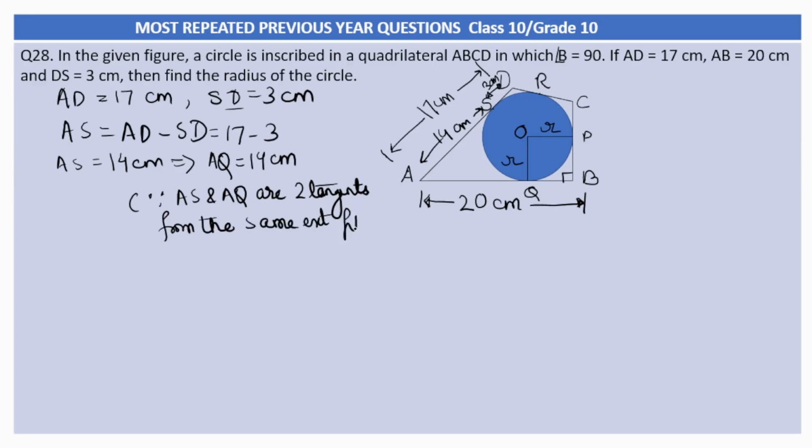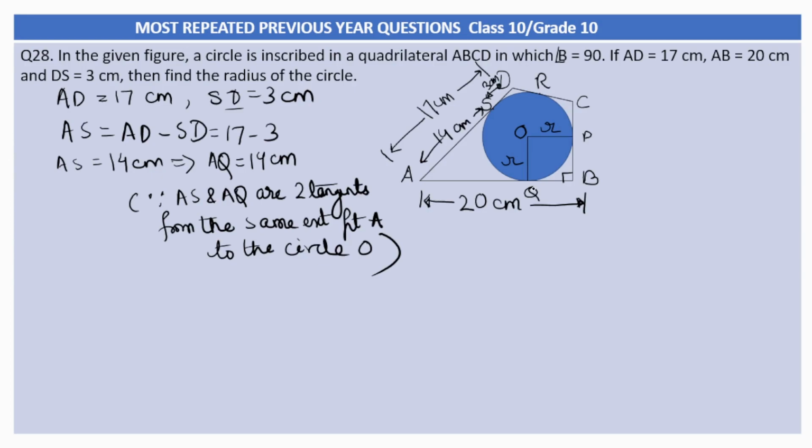I am writing down the statement, because this is very important. How do we reach that? If AS is equal to 14 centimeter, that means AQ is equal to 14 centimeter, because AS and AQ are 2 tangents from the external point A to the circle with center O. So this much we have found.